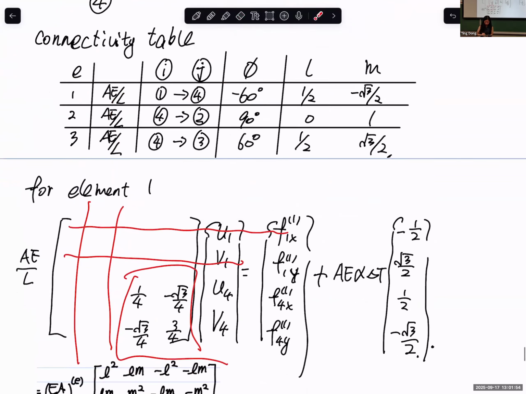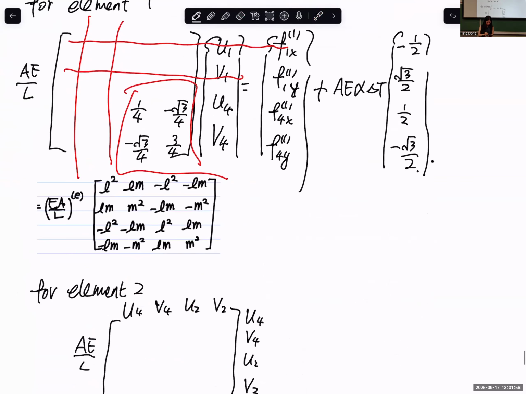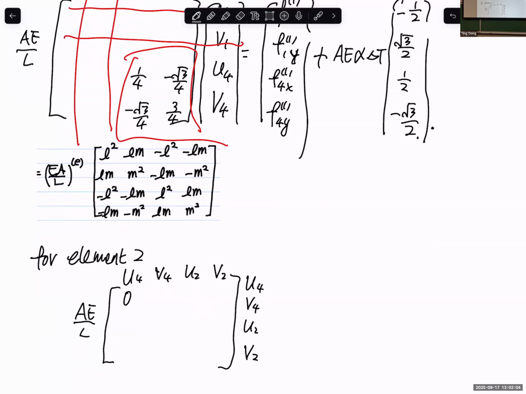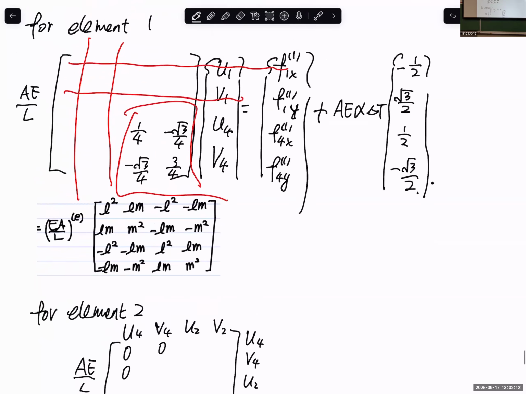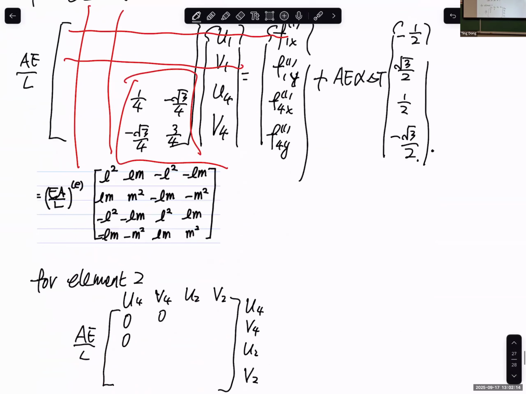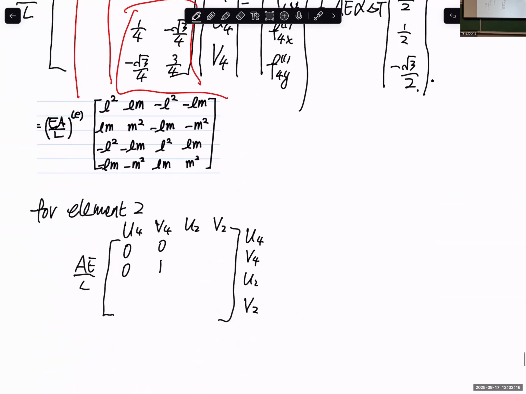So since L is 0, we have zero, M equal to 1. And all the rest components we don't need. Any question on that side?